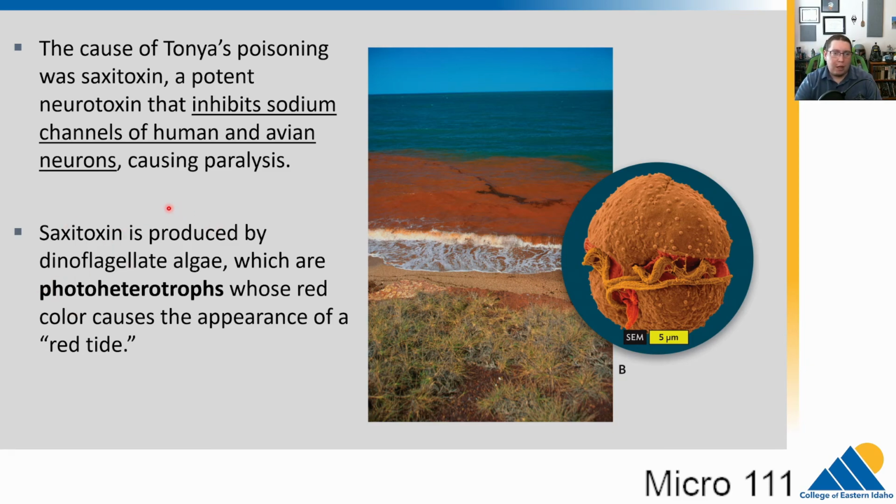They are an algae, though, so they're eukaryotes. They have flagella and things like that, but they make this toxin called saxitoxin, and it's a neurotoxin because it actually inhibits the sodium channels in our neurons. It also affects birds, and it blocks those sodium channels in the neurons, causing paralysis, so your nerves can't fire properly because it disrupts the sodium gradient that's there. So this is one way that photosynthetic organisms can affect us.